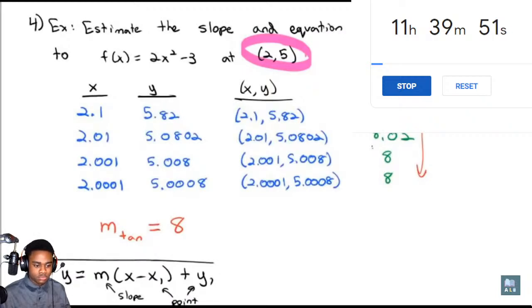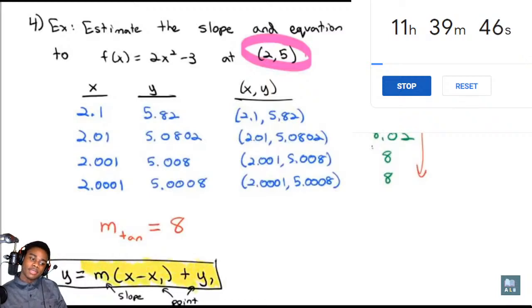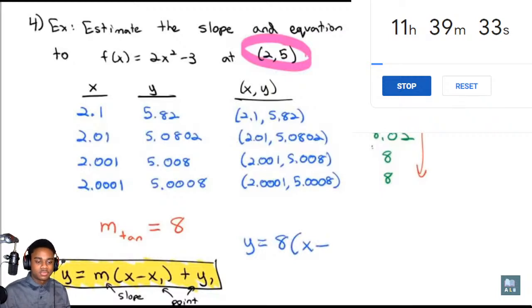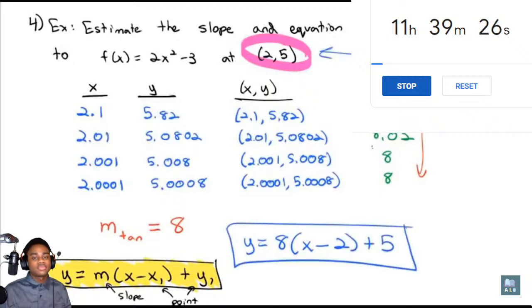This is a good equation to commit to memory because we are going to use this equation a lot in this course: y equals m times x minus x1 plus y1. So for our purposes, y equals m, the slope of the tangent line we just found out, which was 8, times x minus x1. Going back to our original point, the x coordinate was 2 plus the y coordinate of 5. The equation of our tangent line to 2x squared minus 3 at (2, 5) is y equals 8 times x minus 2 plus 5.